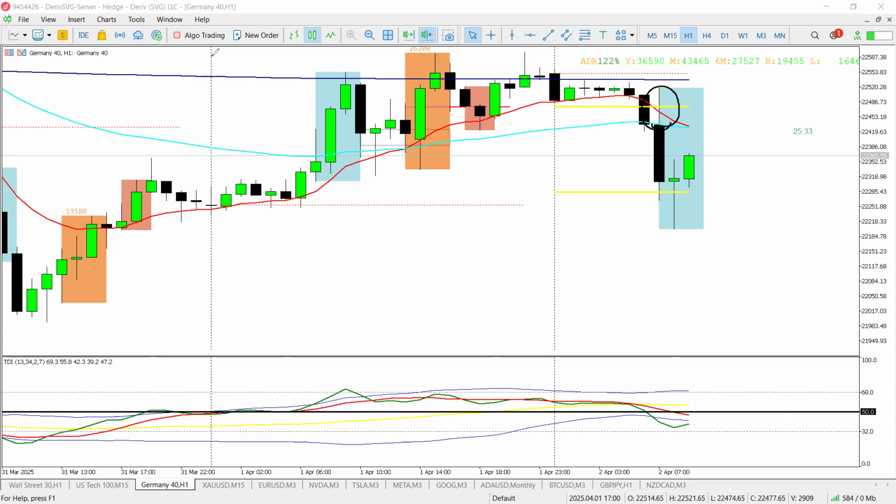On the H1, you also notice that the 200 EMA on H4 is actually the 800 EMA on your H1. You see this was yesterday's London high, took out liquidity here, took out liquidity here, and we broke that structure coming into today.